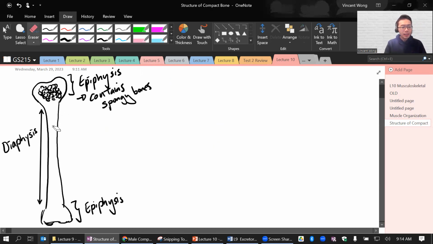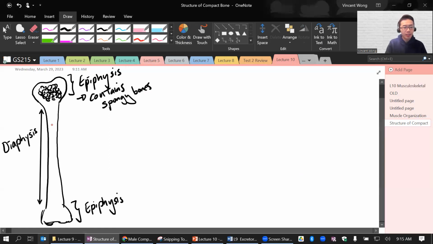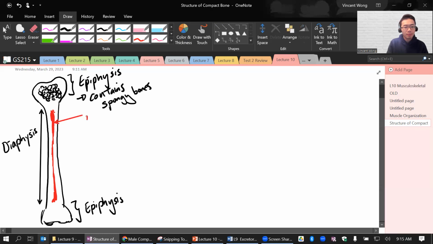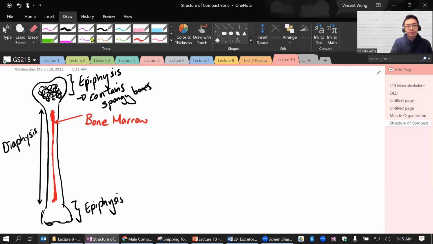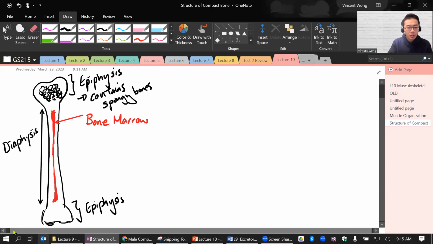Now in the middle area here, that is where you will find the... what am I drawing? Maybe you can tell me, some of you. Okay, what is this red thing? Bone marrow. That is the bone marrow. Very good. Okay, that's the bone marrow. That's where you will get new blood cells, right? Hematopoiesis. Okay. The bone that makes up the diaphysis is going to be called compact bone.